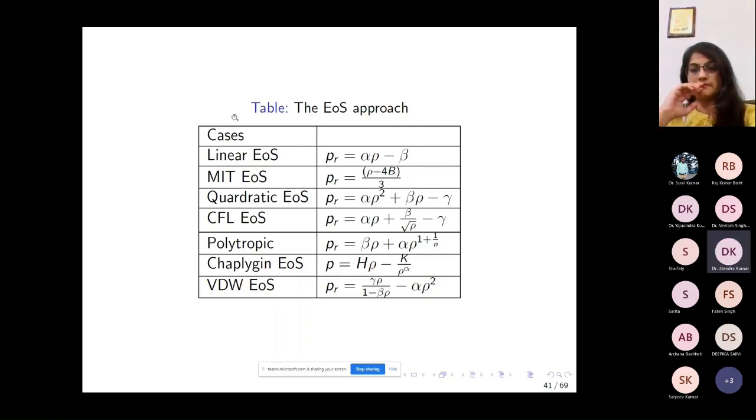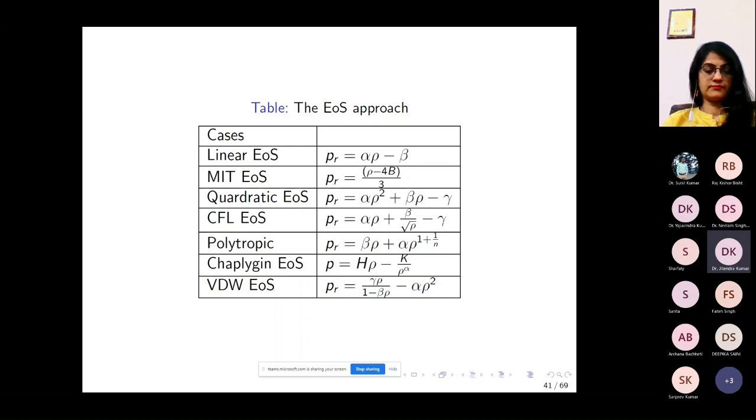And then we have the polytropic equation of state. In the quadratic equation of state, we have PR equal to lambda rho square plus beta rho minus gamma, where alpha, beta, gamma are constants. In the color flavored equation of state, alpha, beta and gamma are also constants, so again it is a more generalization of the quadratic equation. Then we have the polytropic equation of state, that is PR equal to beta rho plus alpha rho to the power 1 plus 1 by n. Here n is known as the polytropic index, and after that we have the Chaplygin equation of state, which is a specific form of the polytropic equation of state.